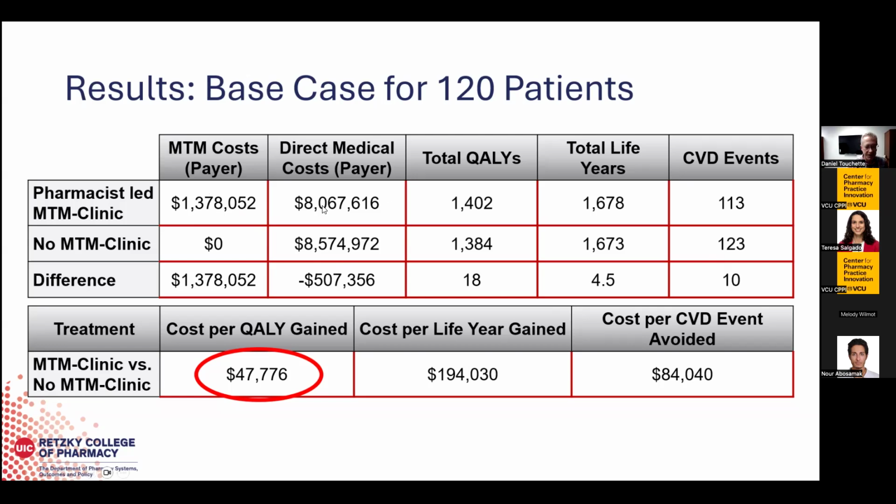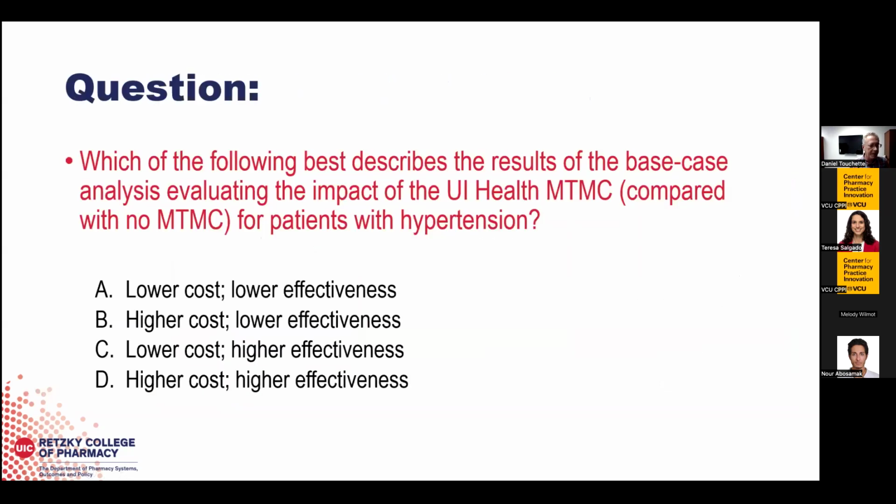MTM actually leads to higher costs overall for the payer with higher benefits or higher effectiveness. So D is the correct answer here. And that's the case with most medicines and most interventions that we make. They're higher cost, but we do them because they provide some value.